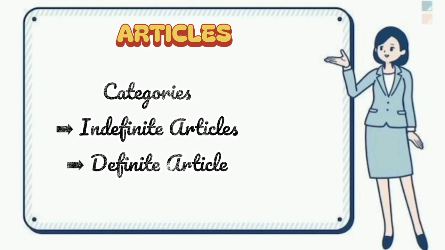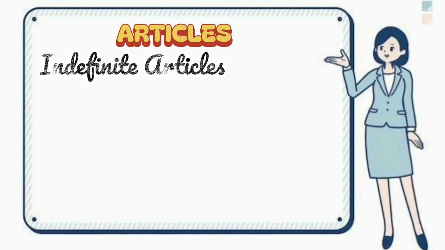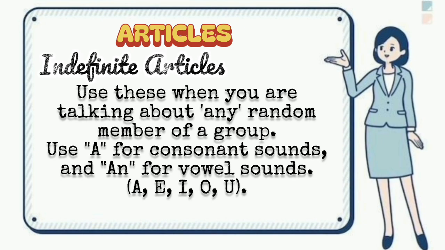Articles are divided into two categories. One is indefinite articles and the other one is definite articles. Indefinite articles include a and an, while definite articles include the. Let's begin with the indefinite articles first. So we use indefinite articles when we are talking about any random member of a group. We use a for consonant sounds and an for vowel sounds, which are a, e, i, o and u.